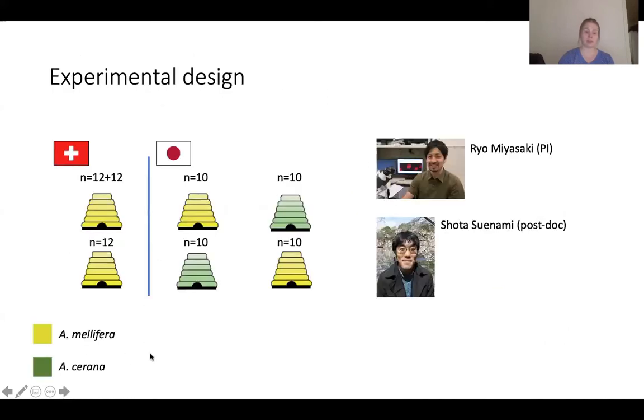To study that, we formed a collaboration with a research lab in Japan, Ryo Miyazaki's lab, and his postdoc, Shota, was kind enough to collect some samples for us. Shota collected 40 individual bees from 4 different colonies, 2 from Apis mellifera and 2 from Apis cerana. I have analyzed the metagenomes of these samples together with some of the samples we already had collected from Switzerland.